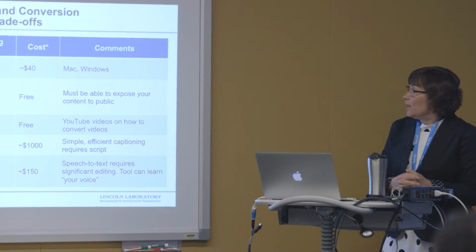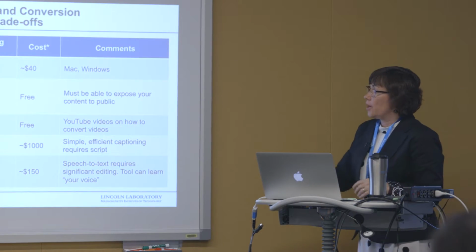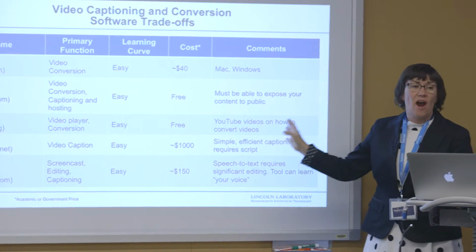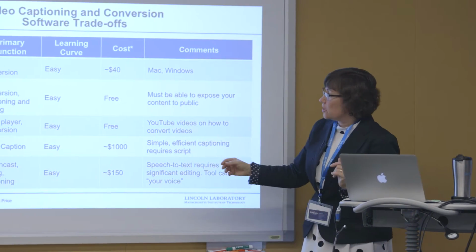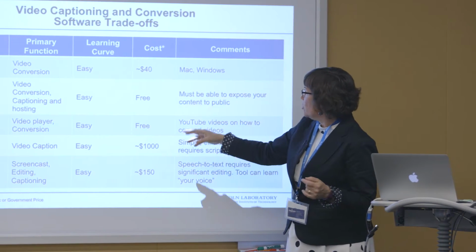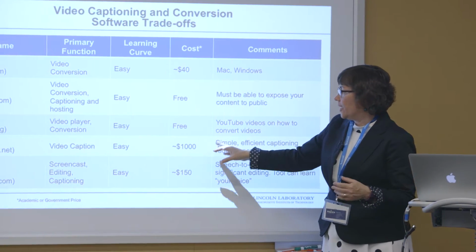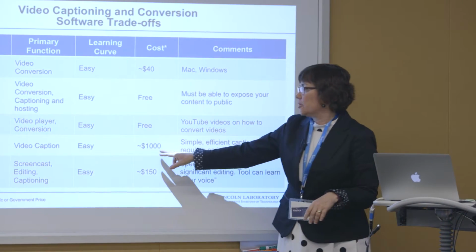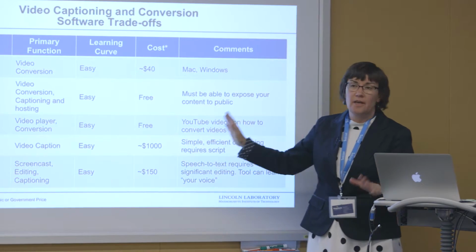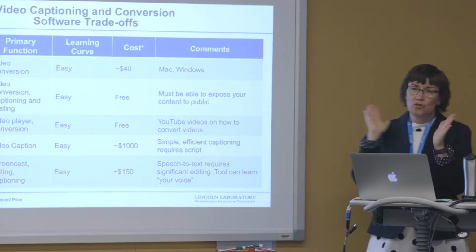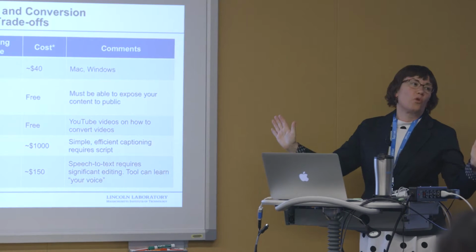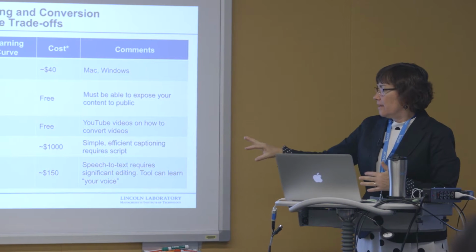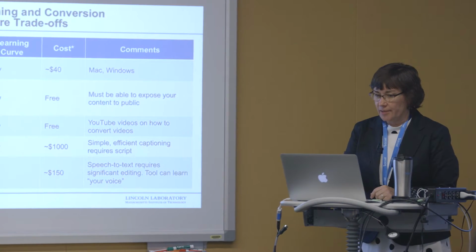And then finally, the captioning and conversion trade-offs. Movavi is fairly inexpensive. It works on Mac and Windows. There aren't very many things that work well on Linux, unfortunately. YouTube is free if you can use it, and VLC is free. And then the captioning service is very expensive. If you have the script, I'm talking really about Zoom, it just works, and you get back your SRT script. Less so, obviously, for Camtasia.